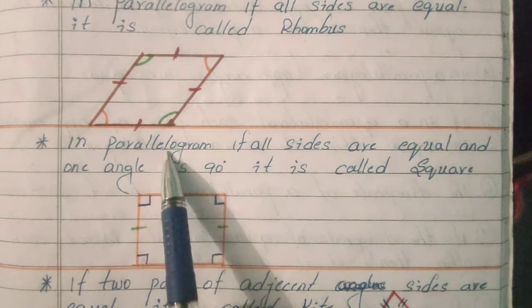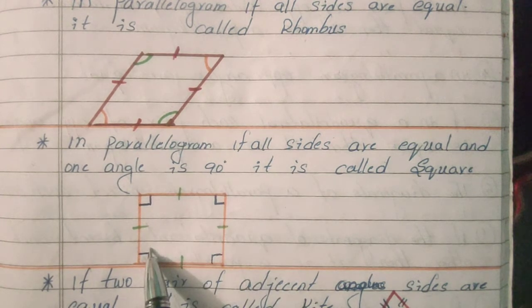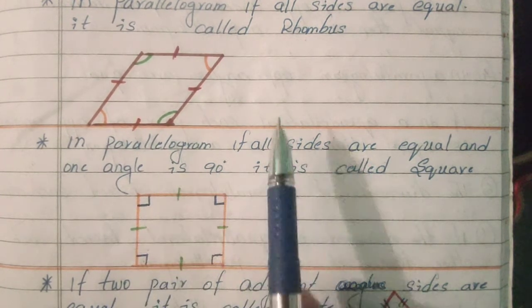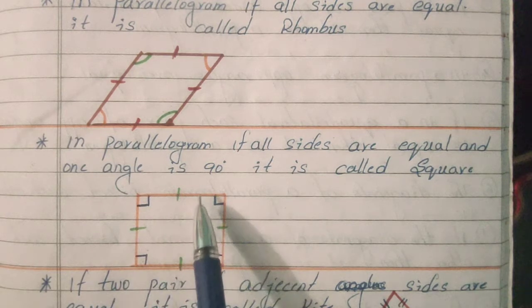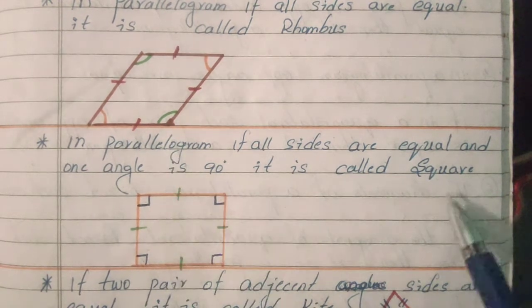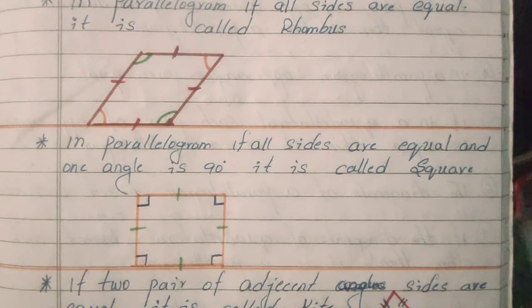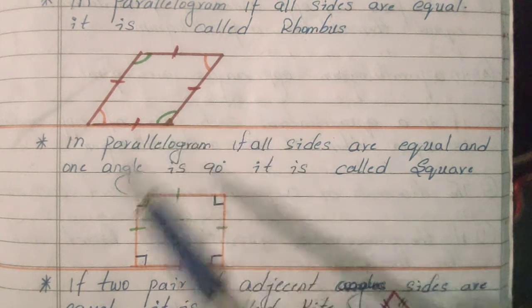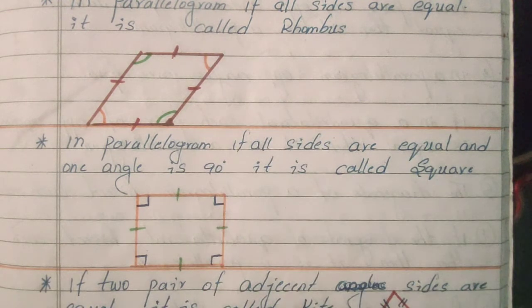A parallelogram becomes a rectangle when one angle is 90. A parallelogram becomes a rhombus when all four sides are equal. If these two conditions are satisfied, then the parallelogram becomes a square. So a rectangle is called a parallelogram. A rhombus is said to be a parallelogram. A square can also be called a parallelogram.